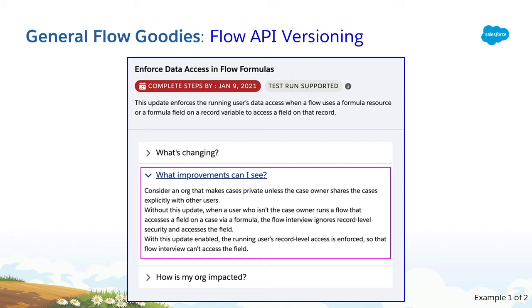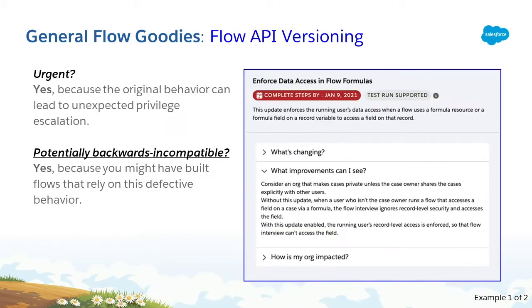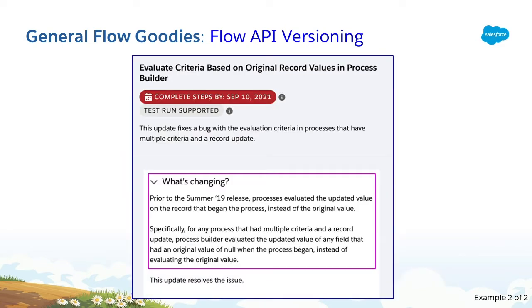We've been making major moves across the platform to make privilege escalation very explicit. The delivery of this improvement was both urgent and potentially backwards incompatible. It was urgent because unexpected privilege escalation is a very serious affair. It was potentially backwards incompatible because some customers out there may have consciously built flows assuming the implicit privilege escalation was going to take place. Let's take a look at another example.